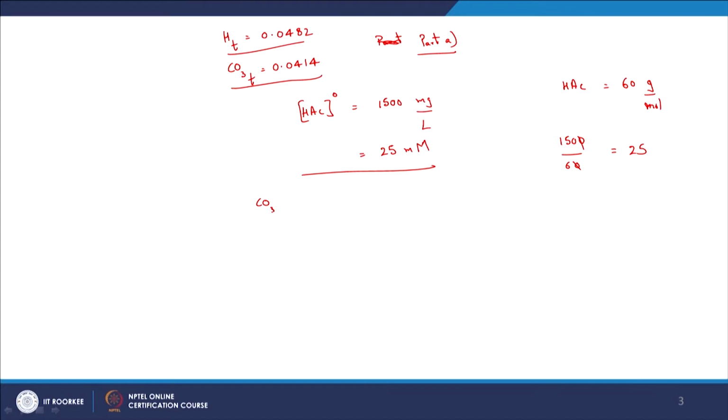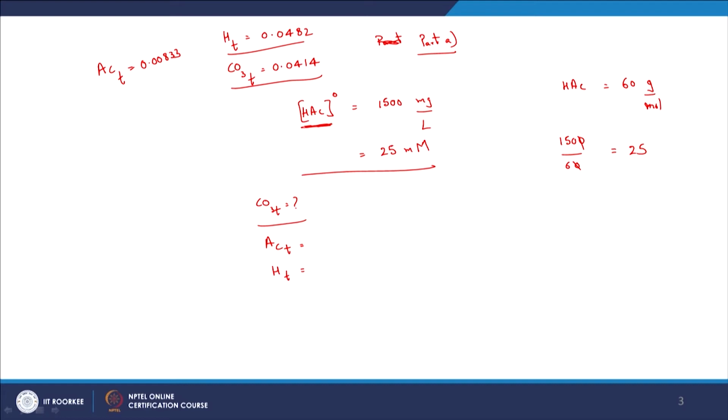So, how do we go further now? What factors are going to change now? Is CO3 total going to change? No, because you do not have any source of CO3 total here. CO3 total is not going to change, but obviously your acetate total and H total are going to change, right. I should have also written down the acetate total here, but we know that that is 8.33 into 10 power minus 3. So, I am going to write that down here.